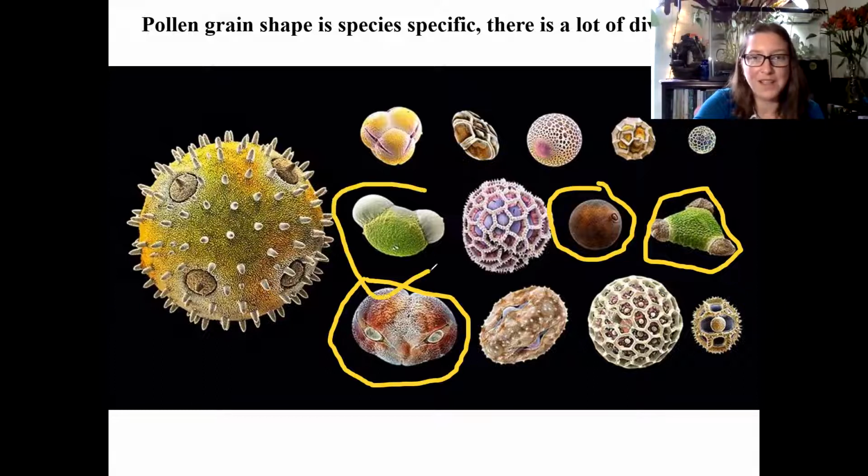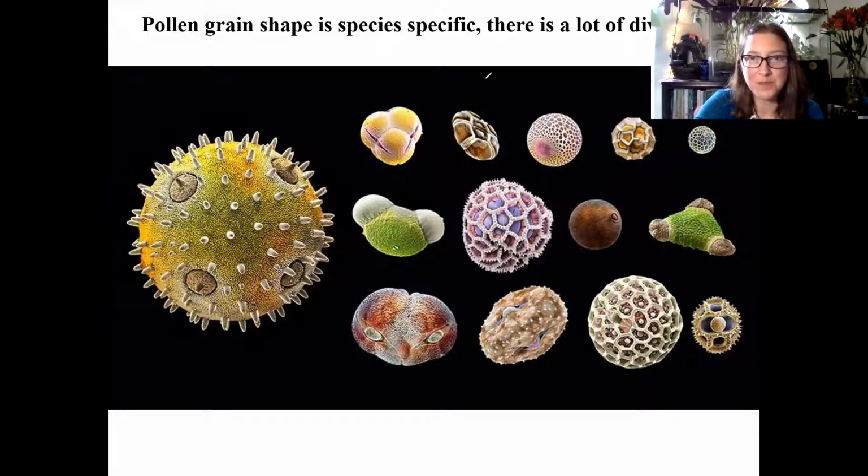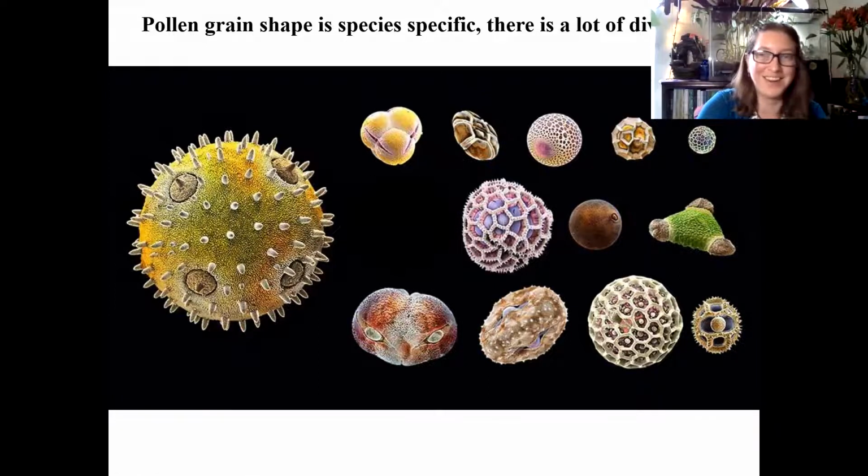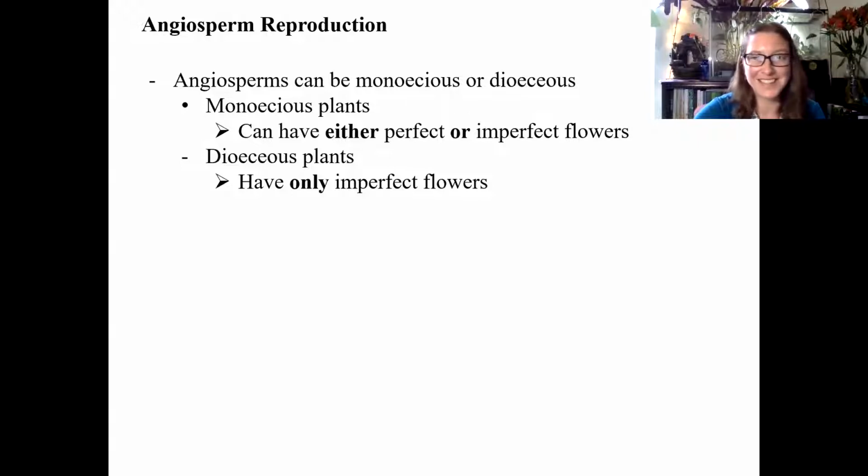And then, wait a minute, that one, okay, it's supposed to be angiosperm pollen. But that is not from an angiosperm. That's Mickey Mouse. No, that's from gymnosperms. Get that out of here. Okay, we're good now. These are all the angiosperm ones. I gotta do it. I love the Mickey.